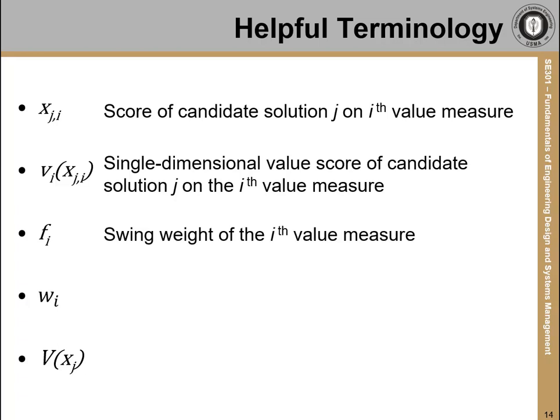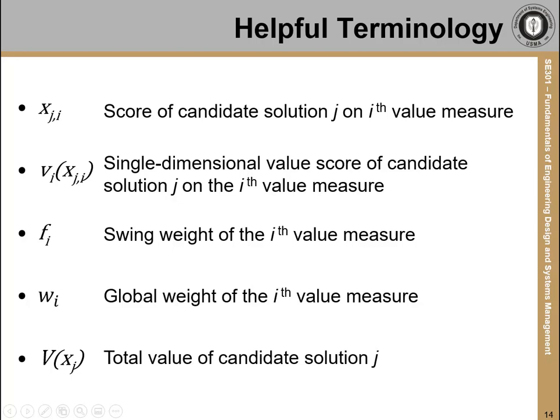Fi is the swing weight of value measure i. It's a number between 0 and 100 and will be shown on the swing weight matrix. Wi is the global weight of value measure i. It's a number between 0 and 1 and is found by dividing the swing weight Fi by the sum of all the swing weights. Finally, capital V of xj is the total value of candidate solution j. It is the sum of the products of the global weights and value scores across all value measures.